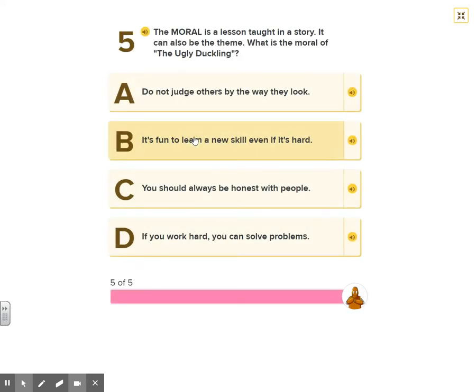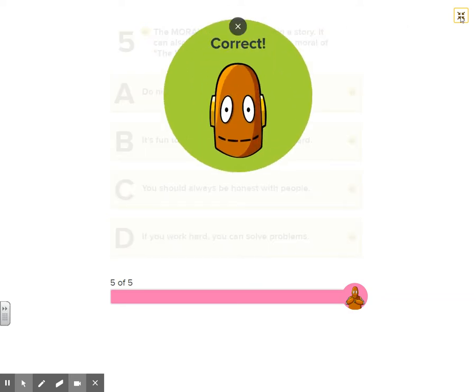do great things. And the last question, the moral is a lesson of a story. It can also be the theme. What is the moral of The Ugly Duckling? So The Ugly Duckling is a story about a duck that comes out and he's really ugly. And people pick on him every day, and he keeps growing up, and he becomes a beautiful swan. But everyone was so mean to him that he's not friends with anybody anymore. So it would be, don't judge others by the way they look.